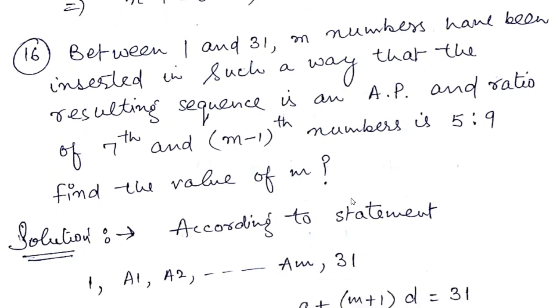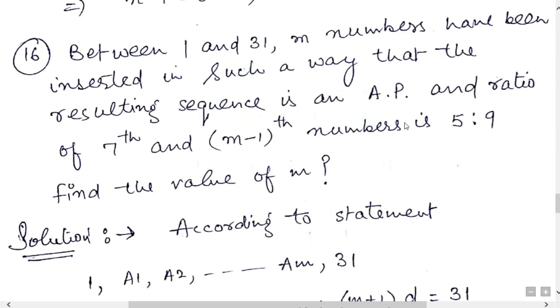Now question number 16. Between 1 and 31, m numbers have been inserted in such a way that the resulting sequence is an AP, and the ratio of the 7th and (m minus 1)th numbers is 5:9. These are not the terms. Remember, these are the numbers which are to be inserted. You have to find that ratio.